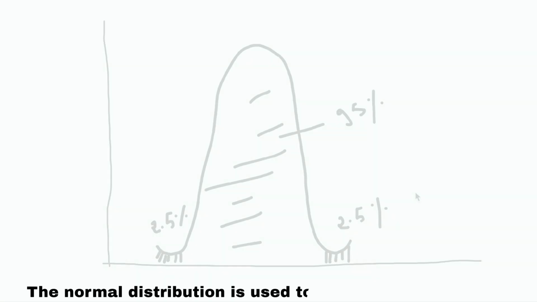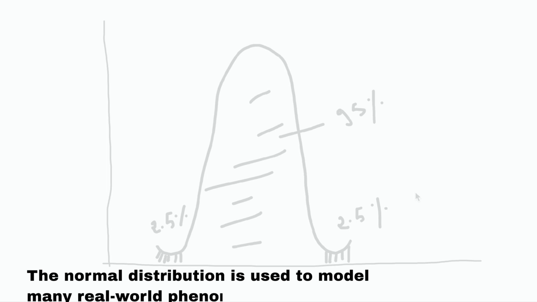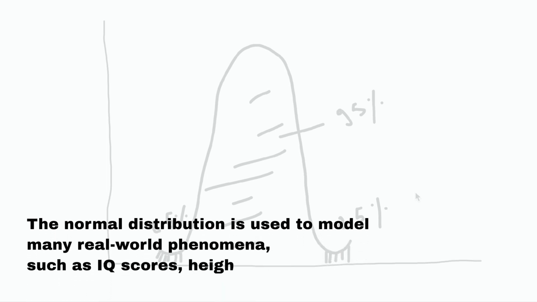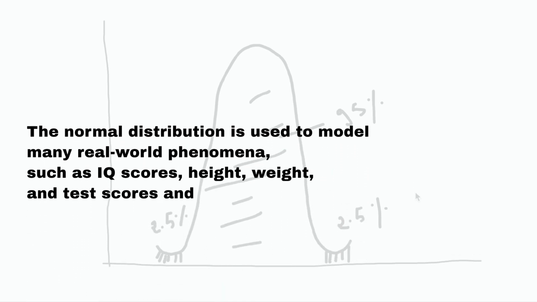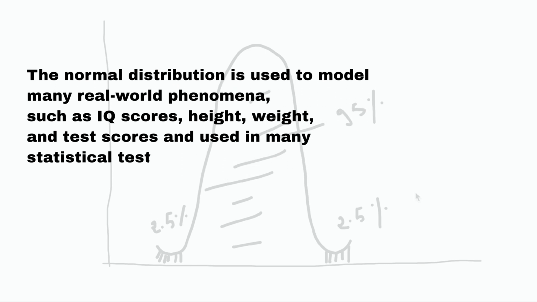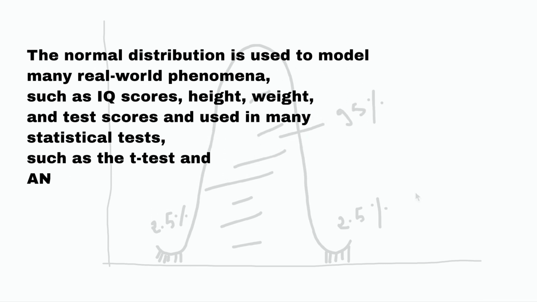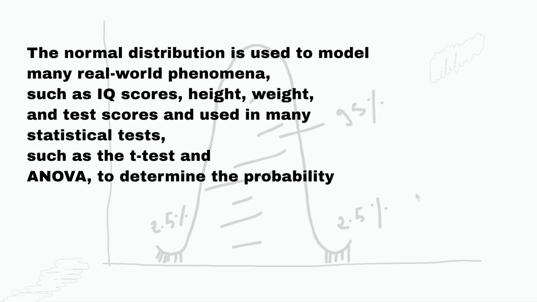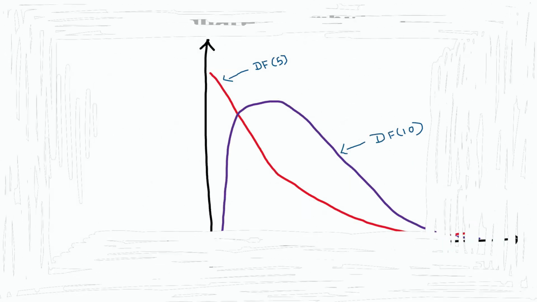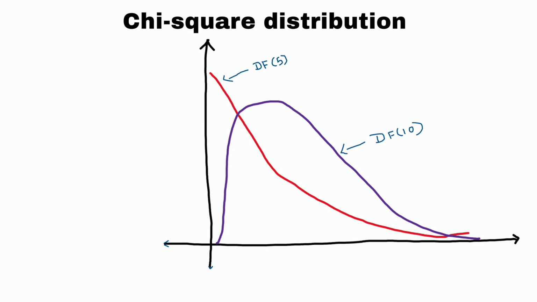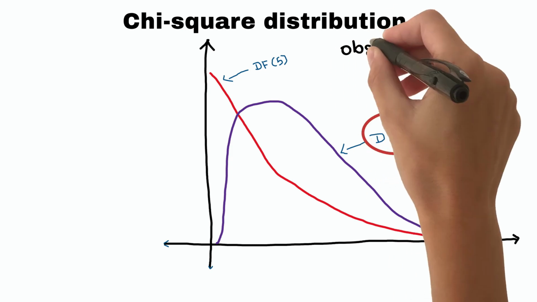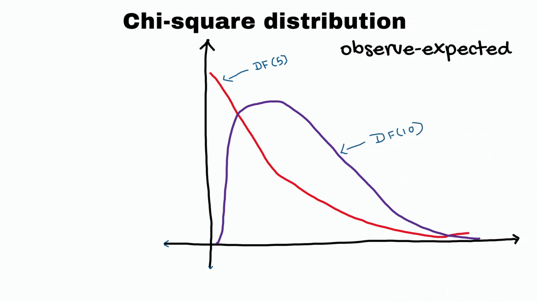The normal distribution is used to model many real-world phenomena, such as IQ scores, height, weight, and test scores, and is used in many statistical tests, such as the t-test and ANOVA, to determine the probability of a given outcome. The chi-square distribution is a continuous probability distribution that is defined by a single parameter called degree of freedom. It is often used in a statistical test to determine whether there is a significant difference between the expected values and the observed values in a dataset.